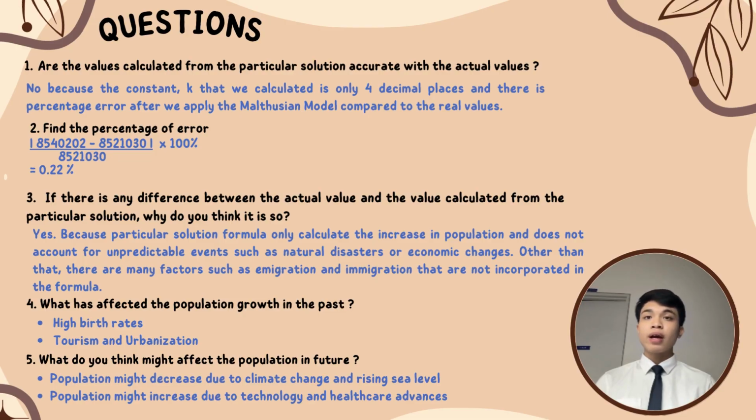3. If there is any difference between the actual value and the value calculated from the particular solution, why do you think it is so? Yes, because the formula only calculates population growth and doesn't account for unpredictable events like disaster or economic changes. It also doesn't consider factors like emigration or immigration.